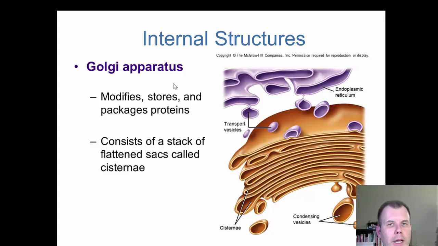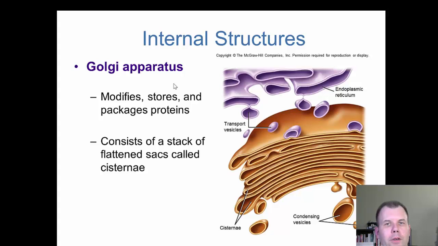And so if you need to get a package out of the cell, you're going to send it to the post office or FedEx so they can send it to wherever you need it to go. And so that's what the Golgi does. Basically, it takes these little vesicles that come off the endoplasmic reticulum and then changes them, does whatever it needs to do in order for the protein or the lipid to be sent out of the cell. And so that's what it does.